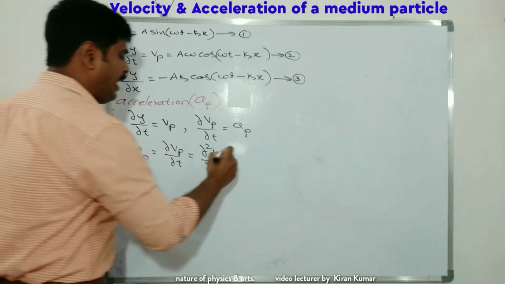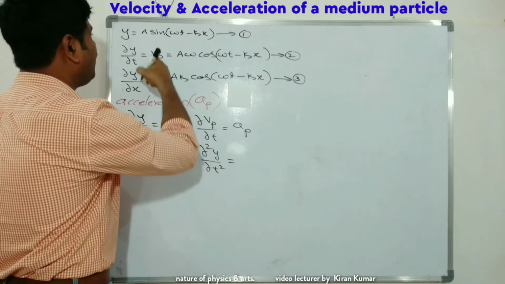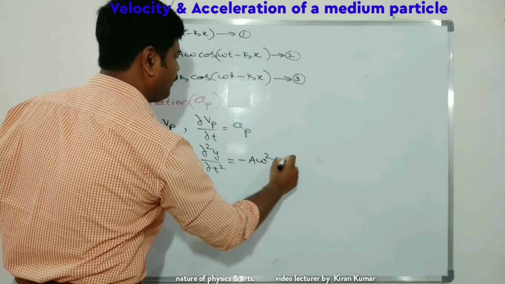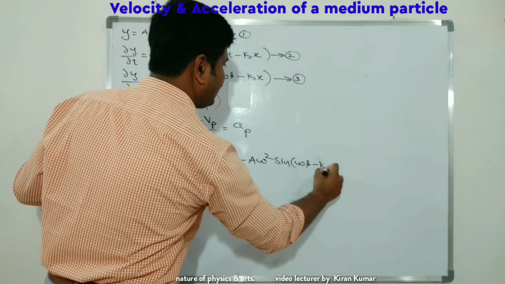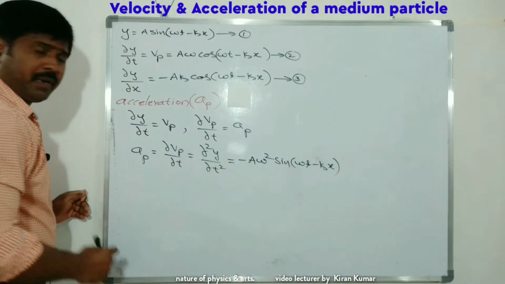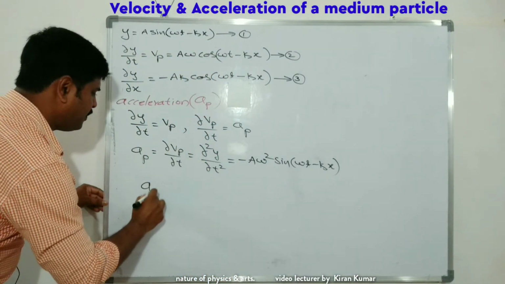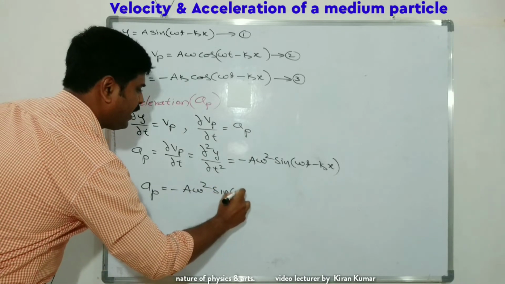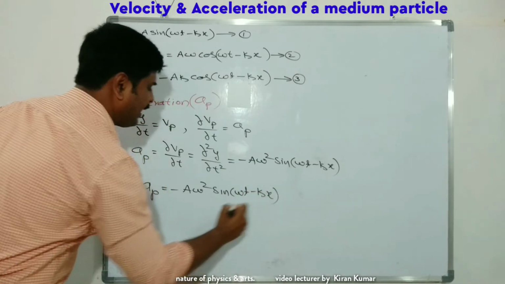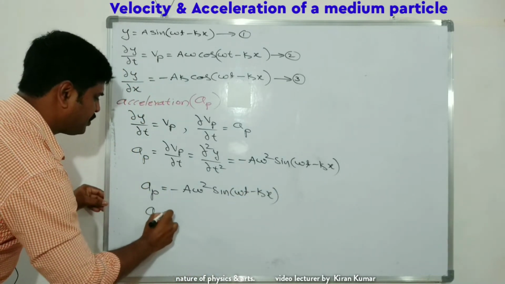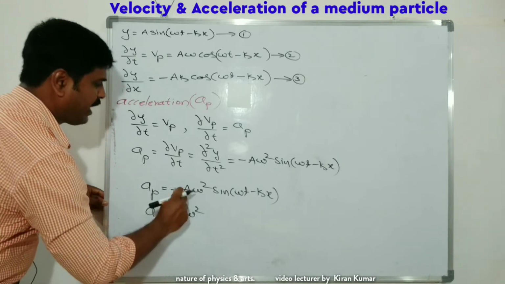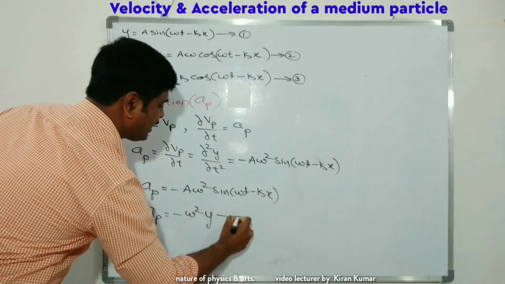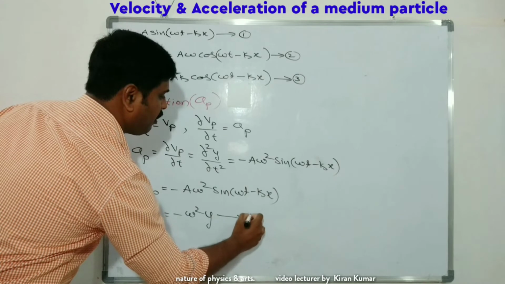Try to understand. From this equation, it is equal to minus a ω² sin(ωt − kx). So we can write finally Ap is equal to minus a ω² sin(ωt − kx). So Ap is equal to minus ω² times a sin(ωt − kx), which is y. This is considered as equation number 4.